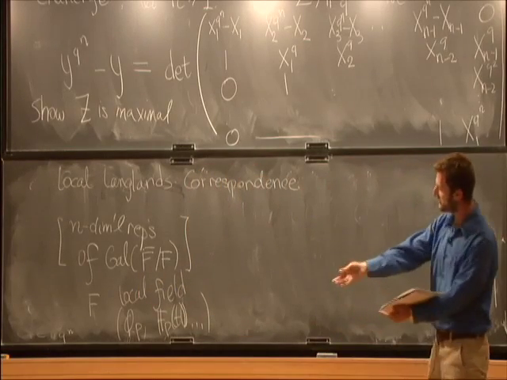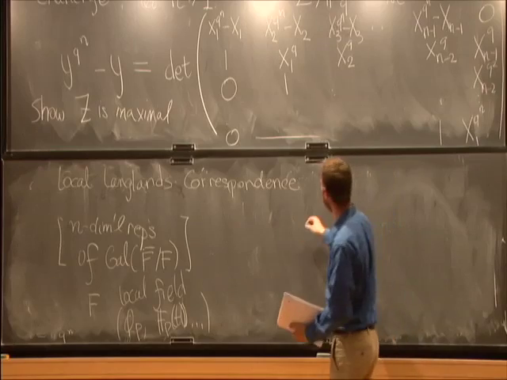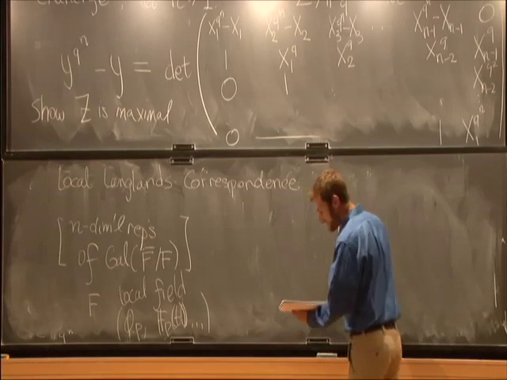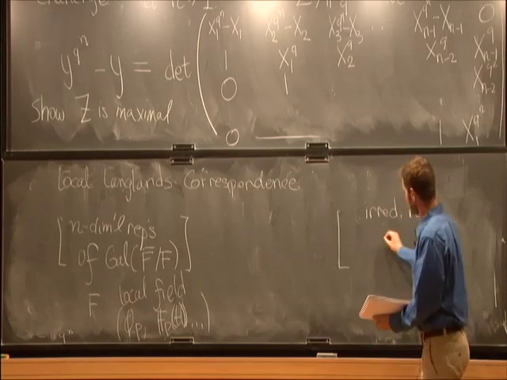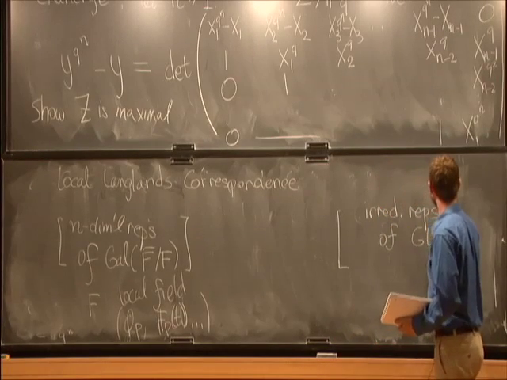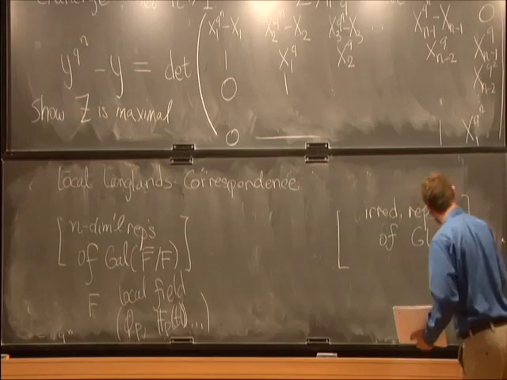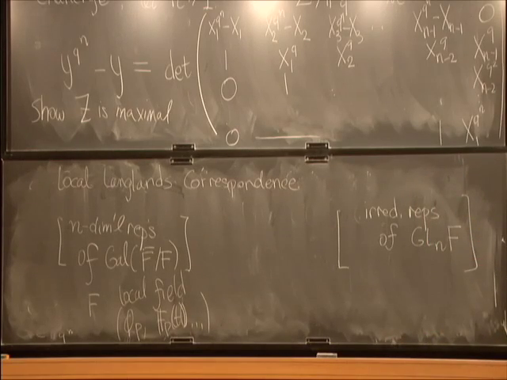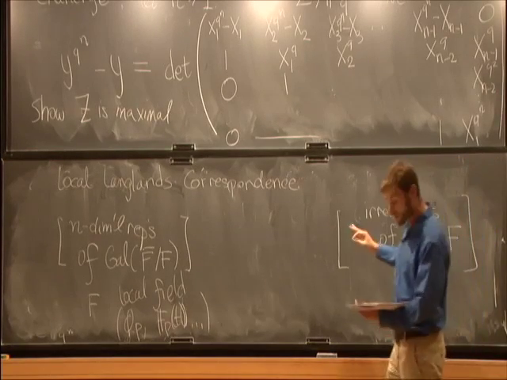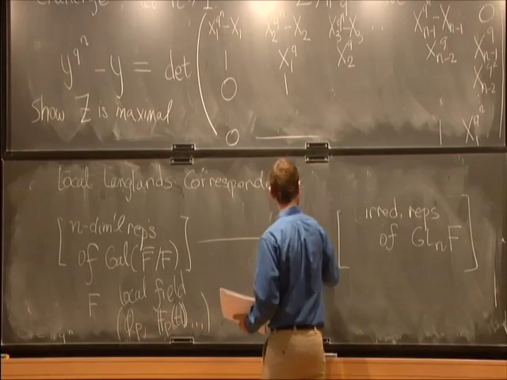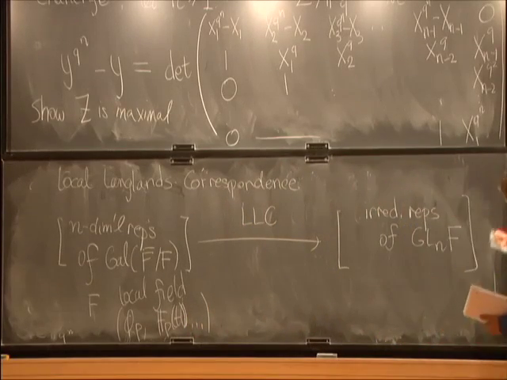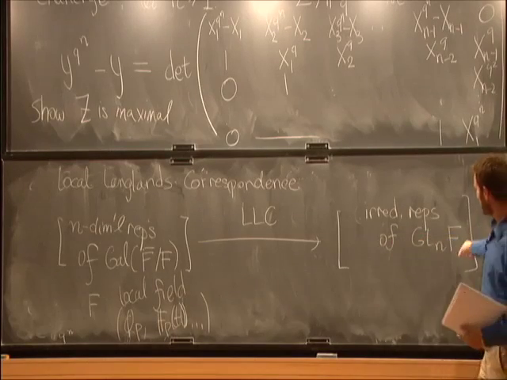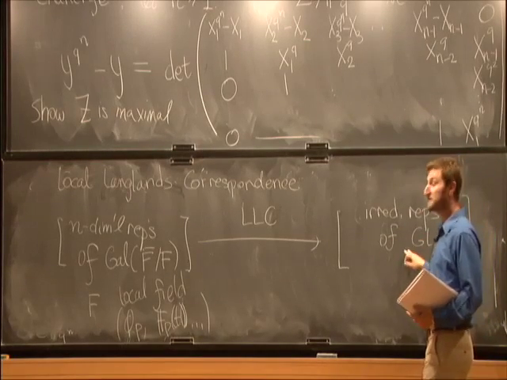And so on one side, we want to understand the arithmetic side, representations of Galois. And on the other side, it's irreducible representations of GL n F. OK, there's many adjectives that should really go along with this. I'm not going to write them down. And these two are linked by the local Langlands correspondence. And when F is p-adic, the existence of this correspondence was proved by Harris and Taylor.